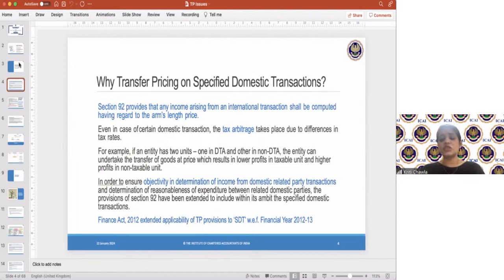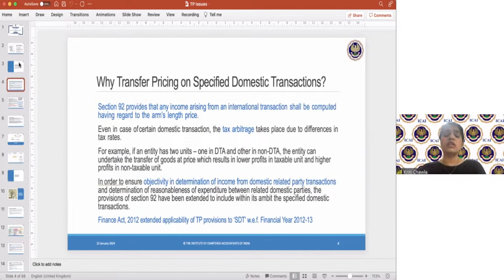This is the reason, so as to make sure that even when there are domestic related party transactions, there is objectivity in them, they came up with the concept of specified domestic transactions. So basically, with the Finance Act 2012, they increased the scope of transfer pricing, and they said that transfer pricing will now be applicable domestically also. Domestically, it basically means that transfer pricing will be applicable on specified domestic transactions, and it started happening from the financial year 2012 to 2013.